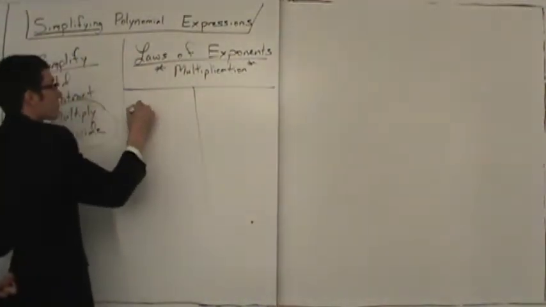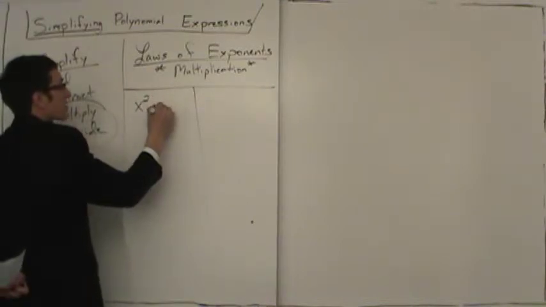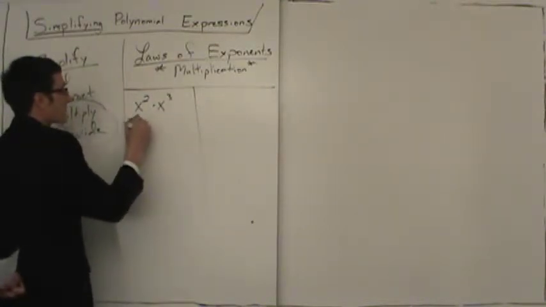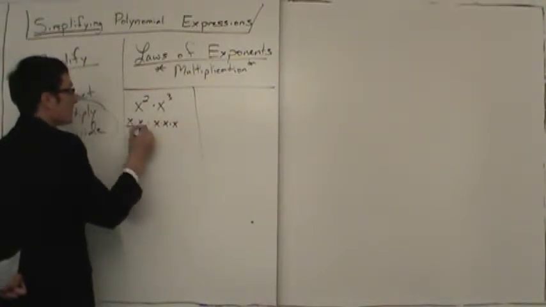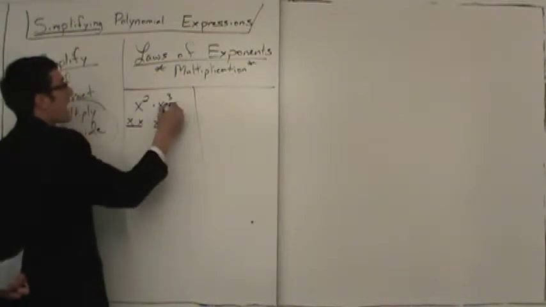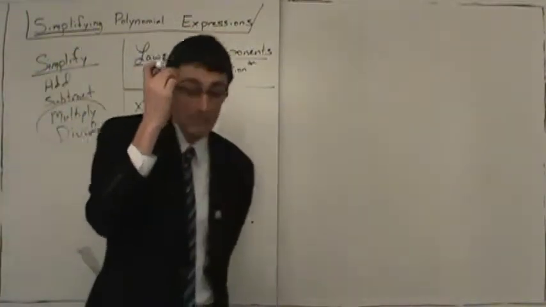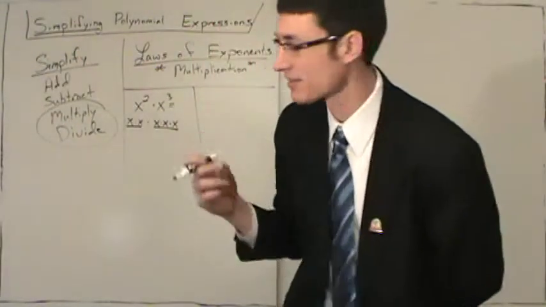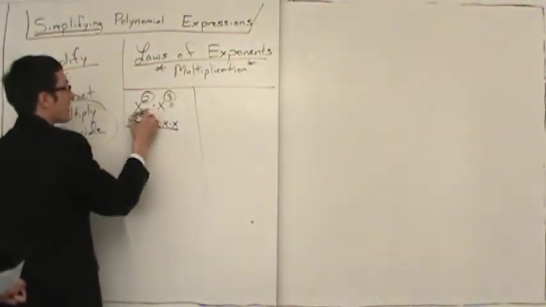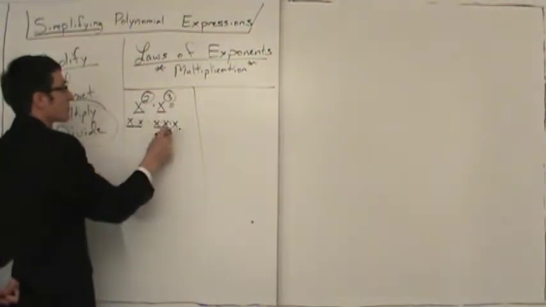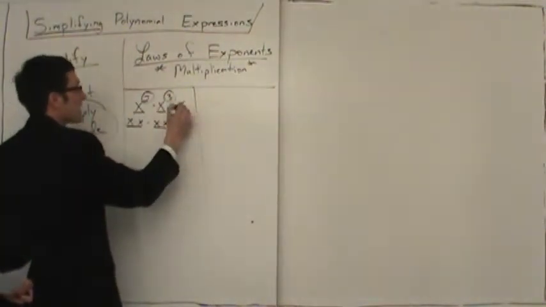first, x squared multiplied by x to the third power. Remember, two x's multiplied by three more x's. We are not adding. We are counting the number of times that we multiplied. How do we count the number of times we multiplied? By adding the exponents in our head. So the trick is to add the exponents. If the bases match, two x's times three more x's, we add the exponents, we get x to the fifth.